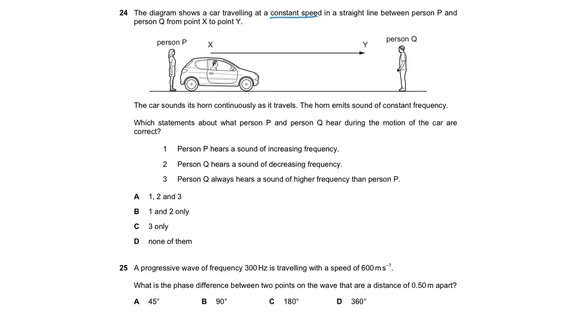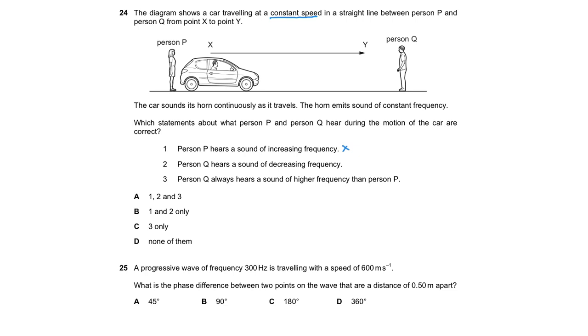Now, they're talking about the Doppler effect of sound. The Doppler effect is basically an effect in which the observed frequency of sound is different from the actual frequency due to the relative motion between the observer and the source. Statement 1: person P hears a sound of increasing frequency. That is incorrect. Person P will hear a sound of a frequency that is lower than the actual frequency, but the frequency won't change because the speed of the car is not changing.